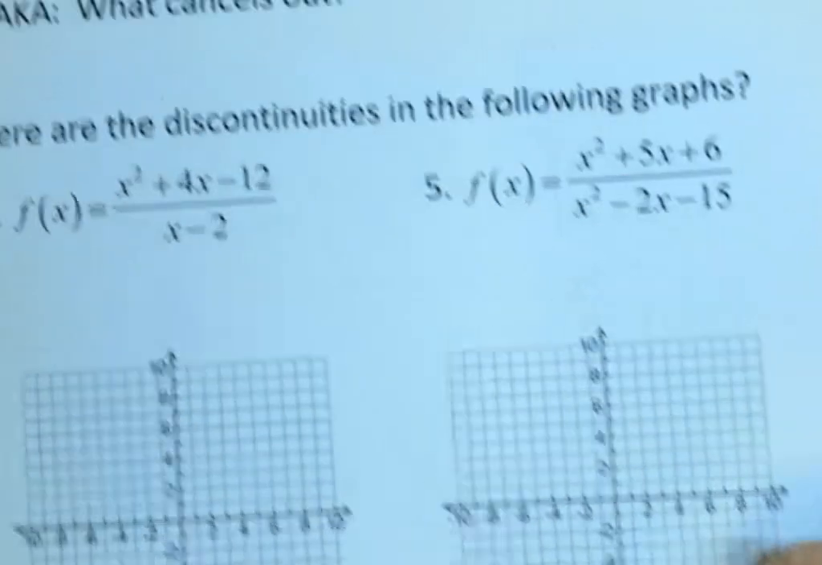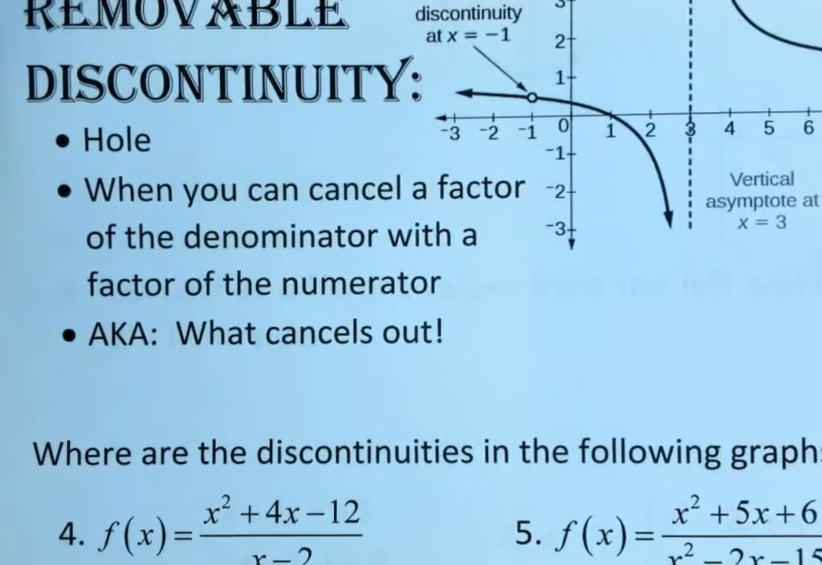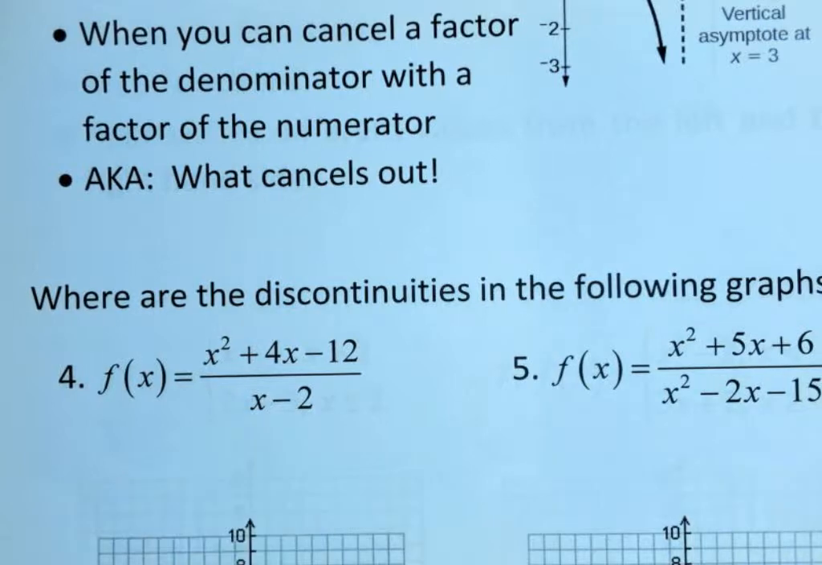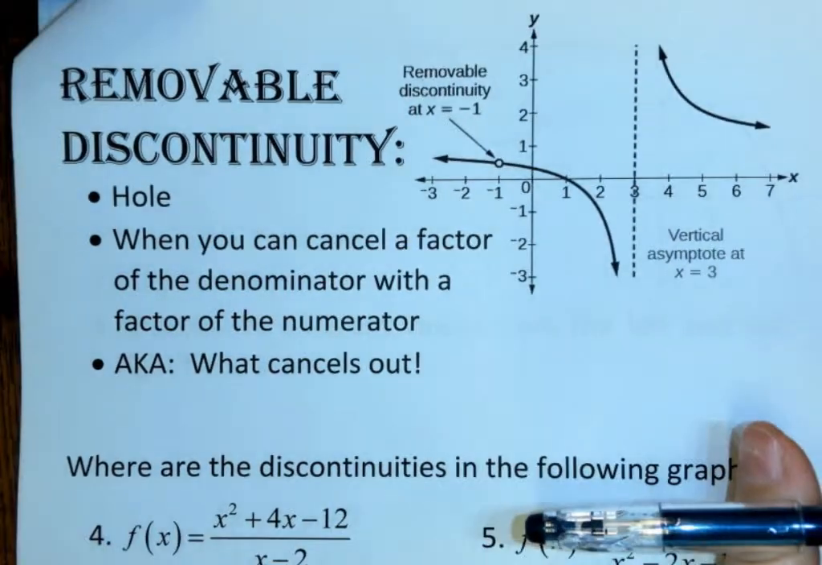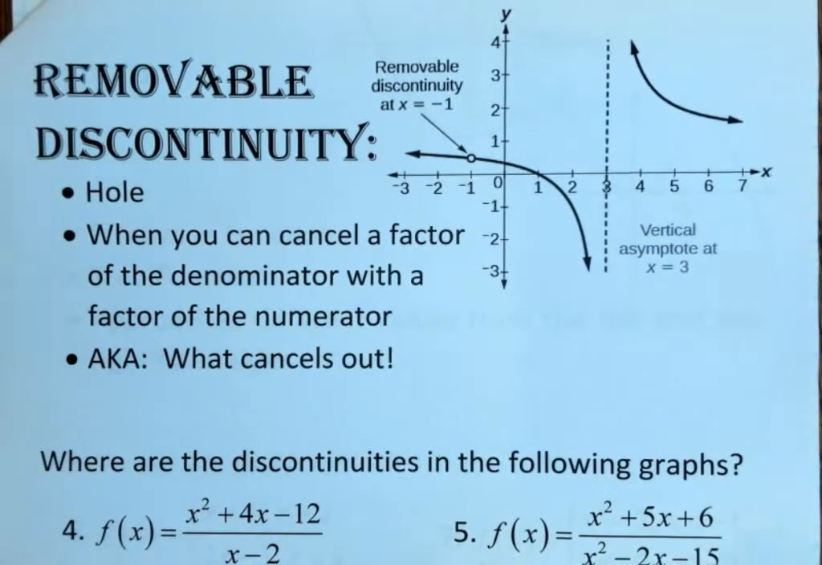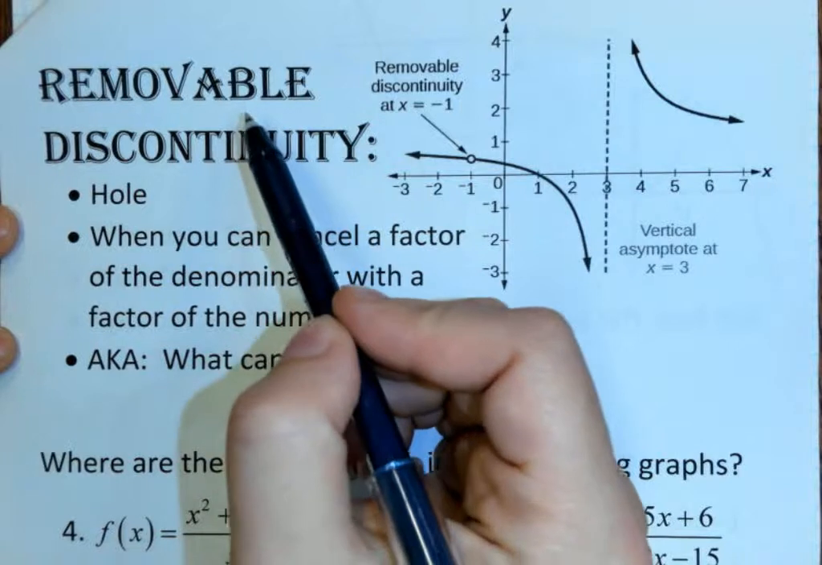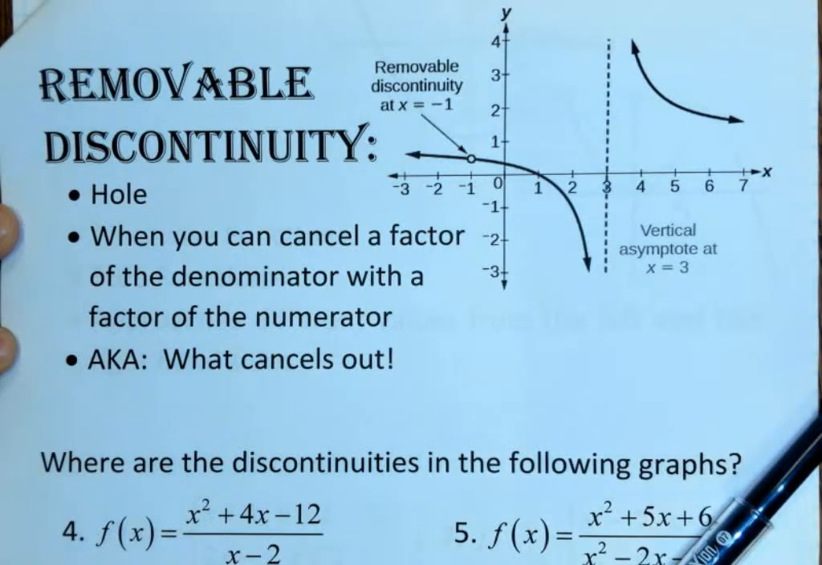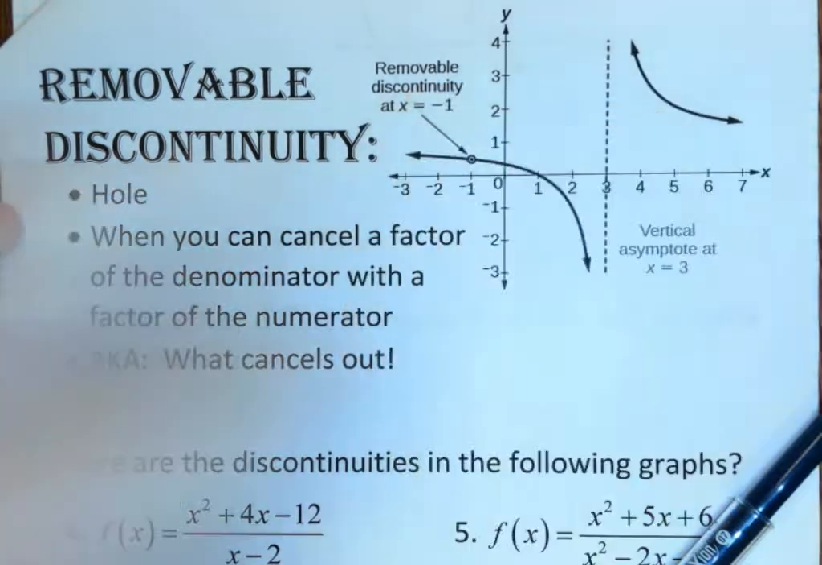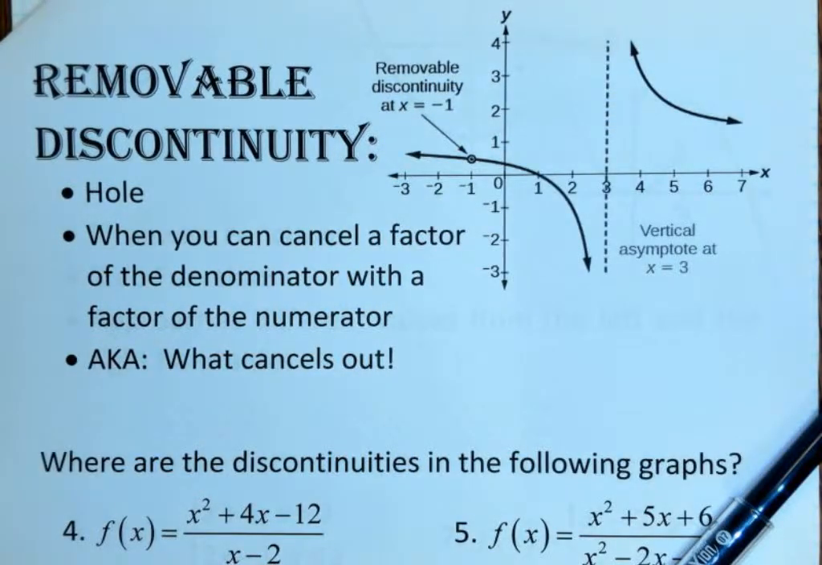Okay. So a removable discontinuity, and if you look at these, for the most part, we're looking at rational functions, things that are going to be in fraction form, because that has the most of our discontinuities out of all of our standard functions. A removable discontinuity is something where all I have to do is take one point, one dot. If I were to put one dot right in there, I would have filled it in and it would no longer be discontinuous.